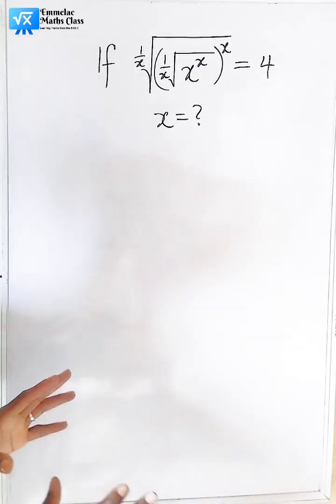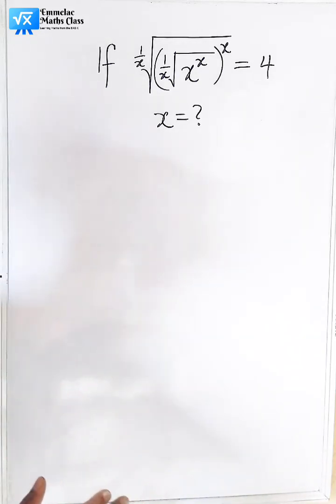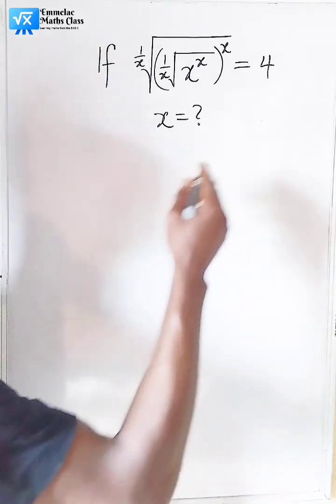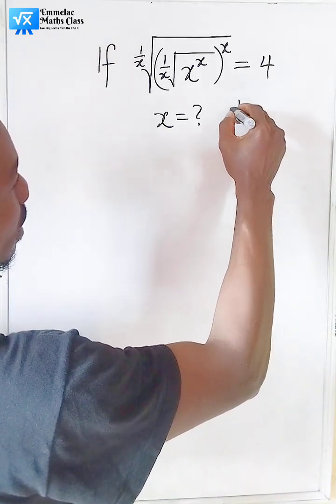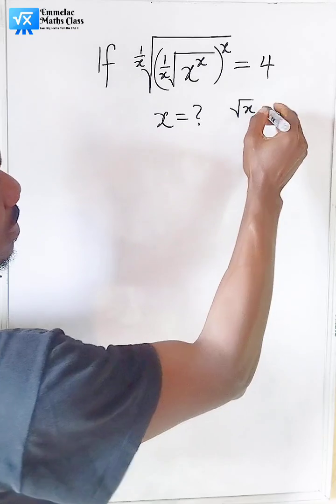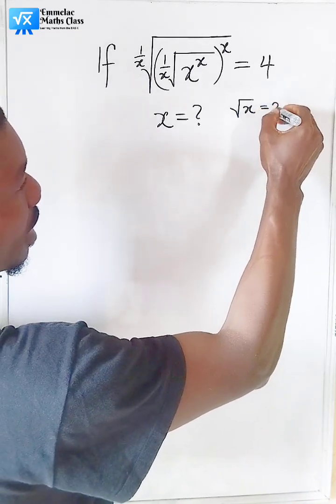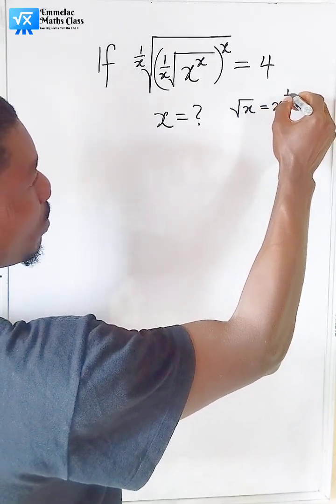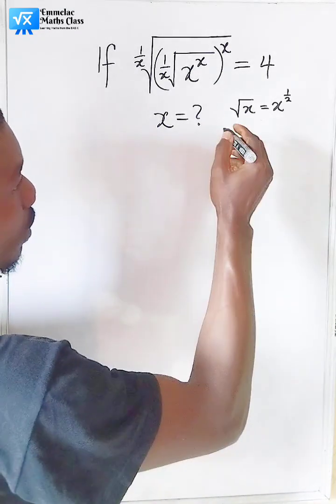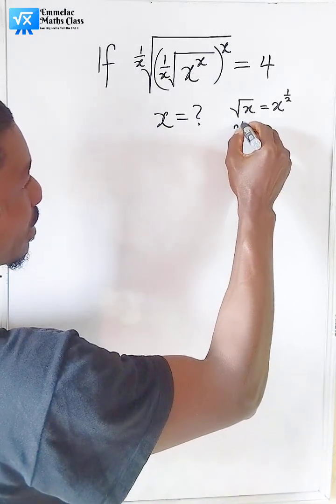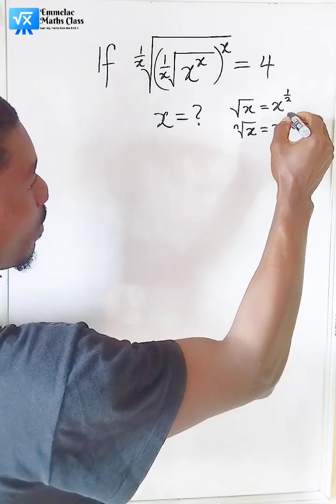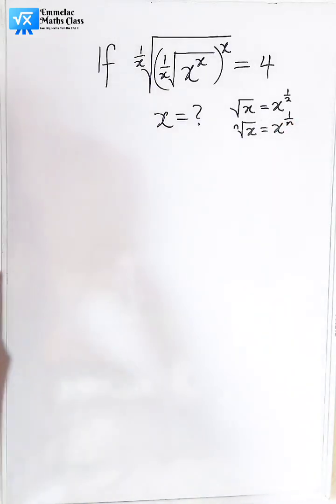Alright, for us to quickly resolve this, let us recall this rule in indices: the square root of x can also be written as x raised to the power of 1 over 2, according to the law of indices. Which implies also that the nth root of x is x raised to the power of 1 over n, right?